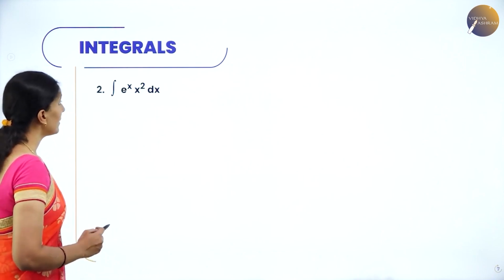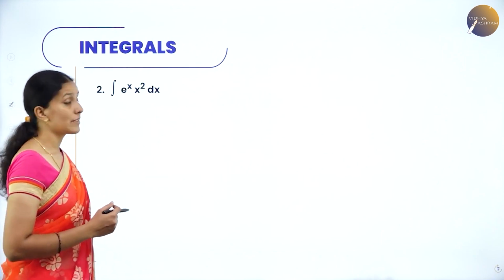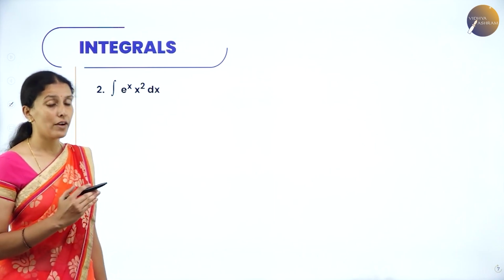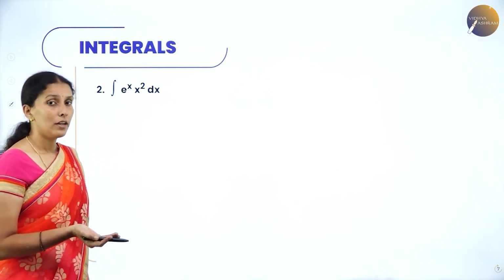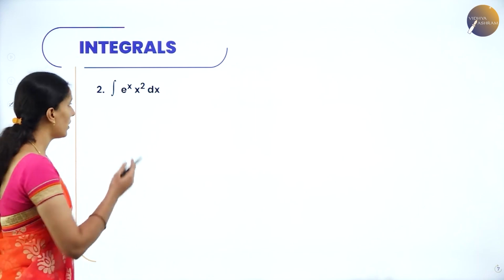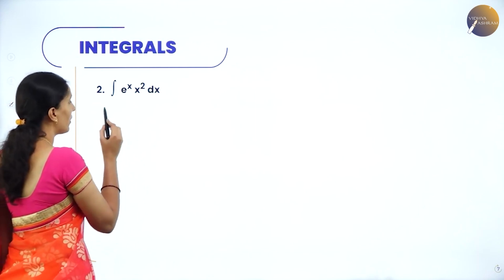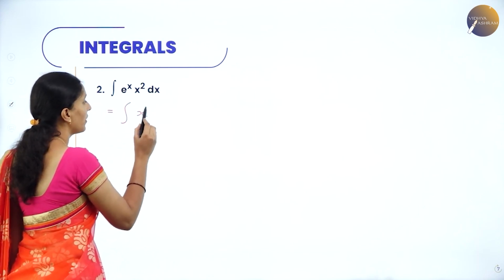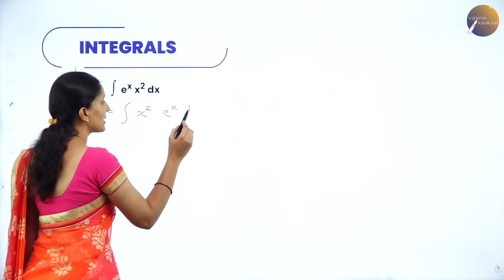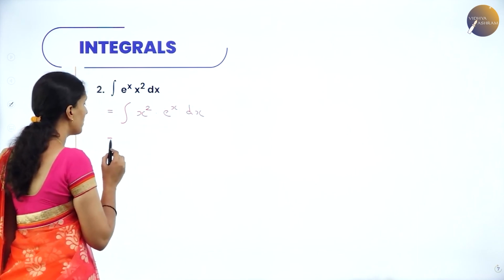Next, the integral of e power x, x square dx. The exponential function has to be given opportunity at the last. So therefore, algebraic comes first. We will write this in the form of the integration of x square into e power x dx. Now apply integration by parts.